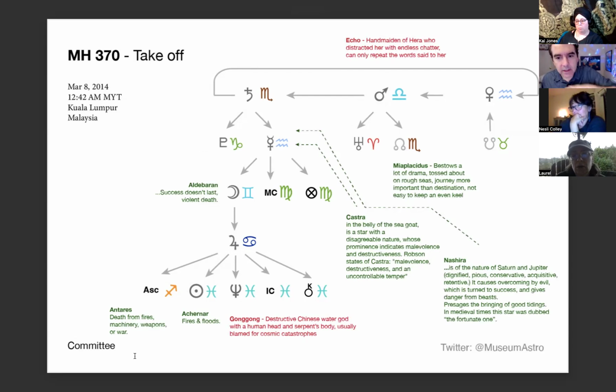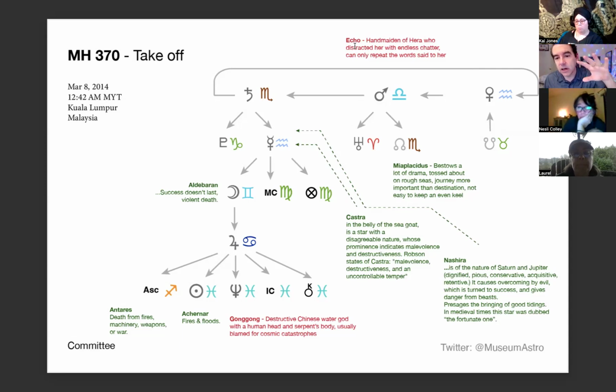So let's see here. I think with the Mars, Echo, the Greek character who was a handmaiden of Hera, who wouldn't shut up and kept talking and kept distracting the great goddess. She was cursed by Hera, so she could only repeat the words that were said to her. So there's something about this guy turning off all of the radio, stopping that two-way conversation, and just freezing it in time.